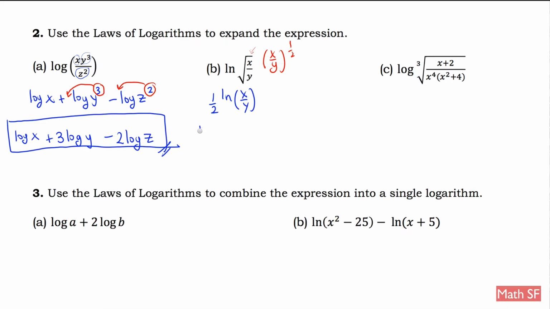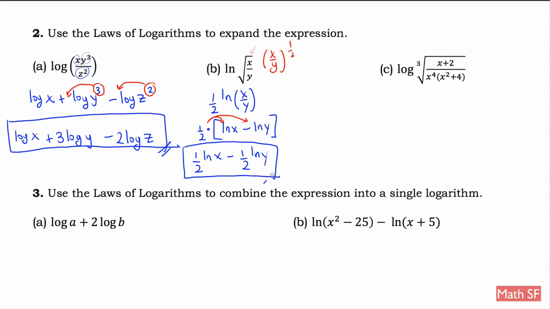Now you still have the 1/2 in front, multiplying all of this. Because this x is in the numerator, it's positive, and this y is in the denominator, it's going to be a minus. So I'm going to have ln of x minus ln of y. But because we're expanding, I'm going to distribute this 1/2 to each of them. So I'm going to have 1/2 ln of x minus 1/2 ln of y. And that should be your answer.